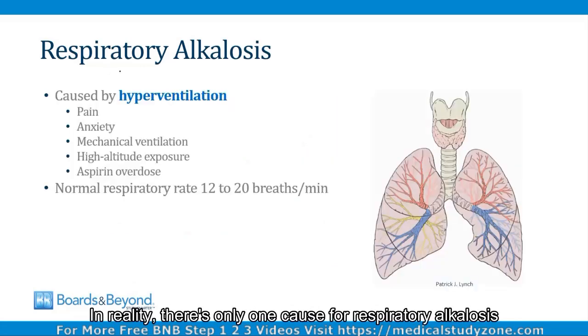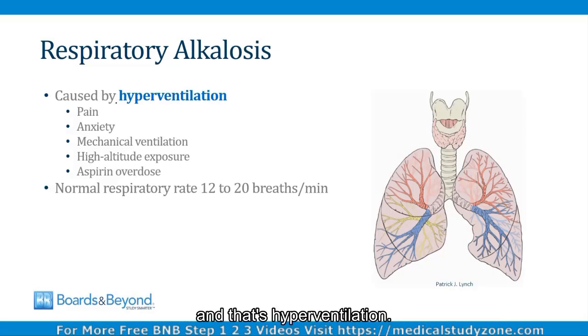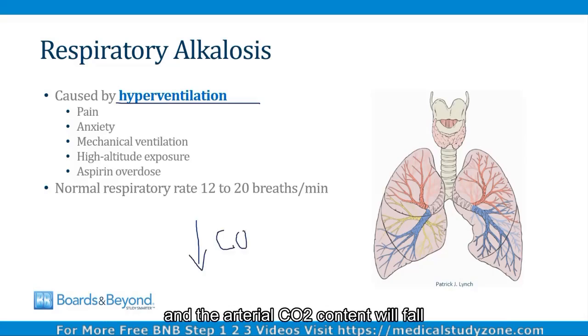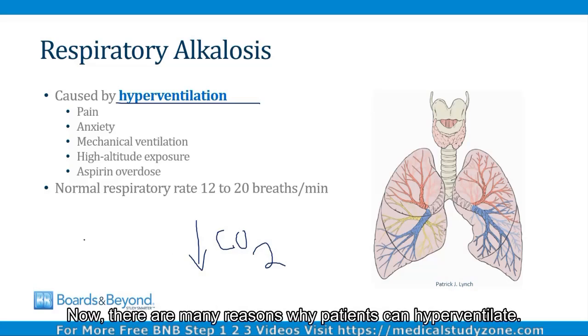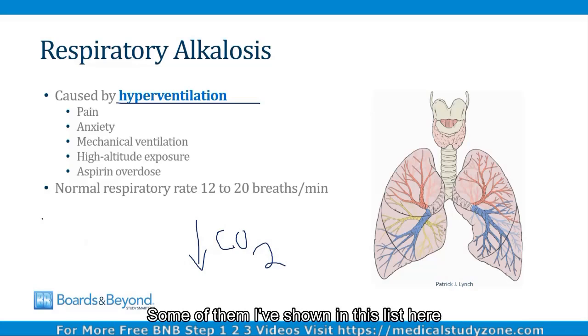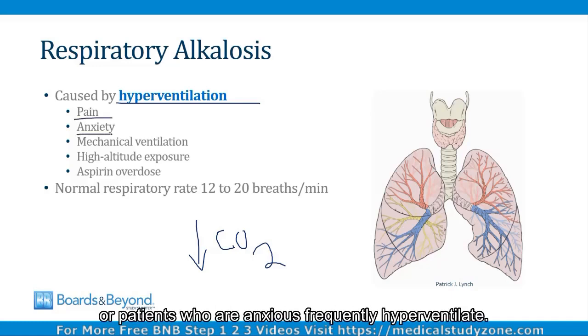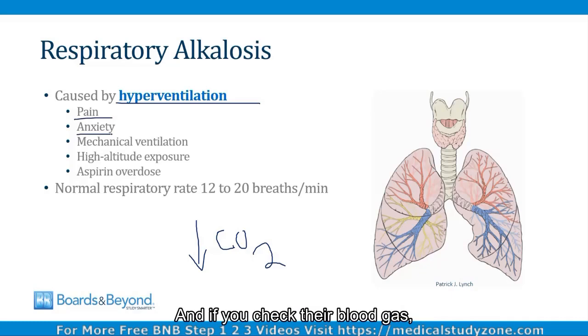In reality, there's only one cause for respiratory alkalosis, and that's hyperventilation. Anytime patients hyperventilate, they will blow off carbon dioxide and the arterial CO2 content will fall, and this will lead to a respiratory alkalosis. Now, there are many reasons why patients can hyperventilate. Some of them I've shown on this list here, and the first 3 are the ones that you will most commonly see clinically. Patients who are in pain or patients who are anxious frequently hyperventilate, and if you check their blood gas, they will have a respiratory alkalosis.